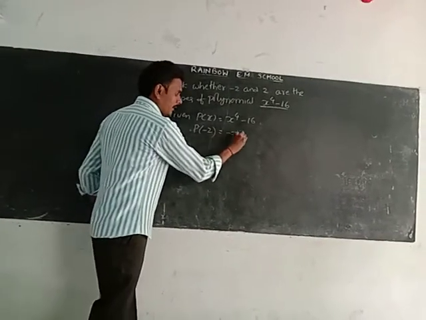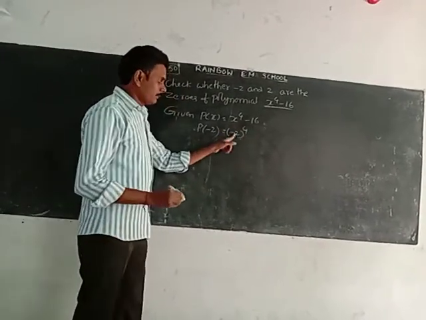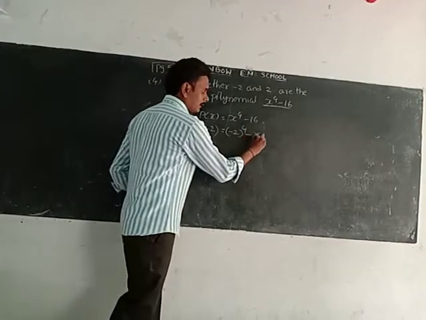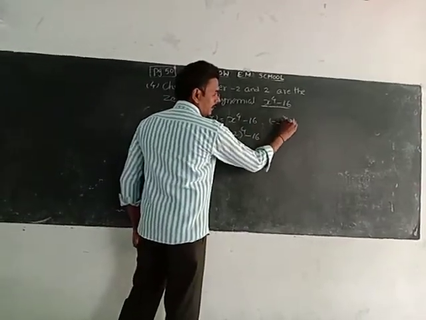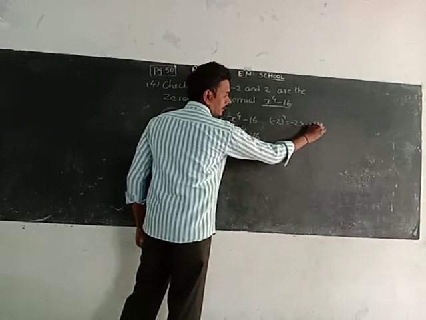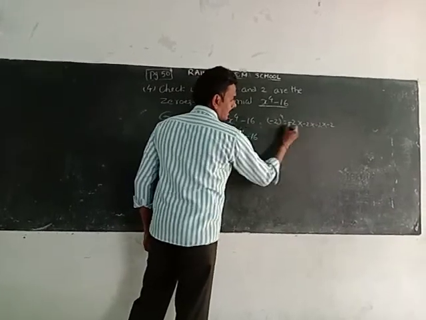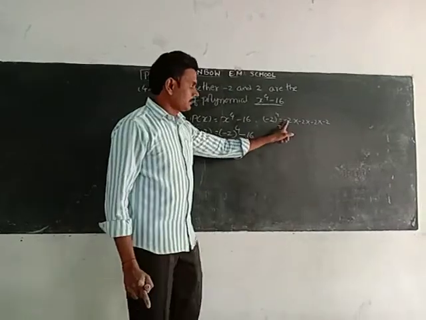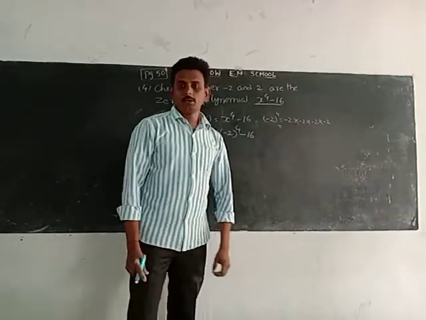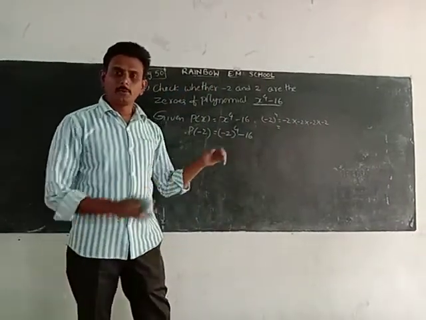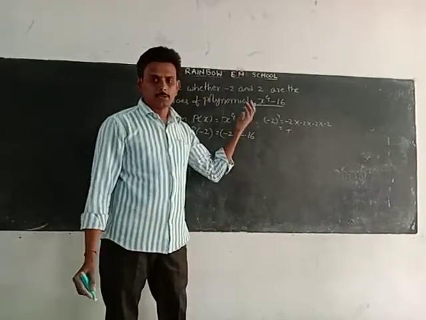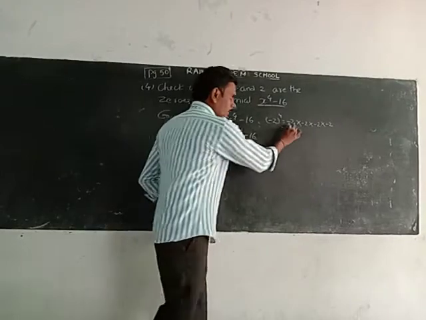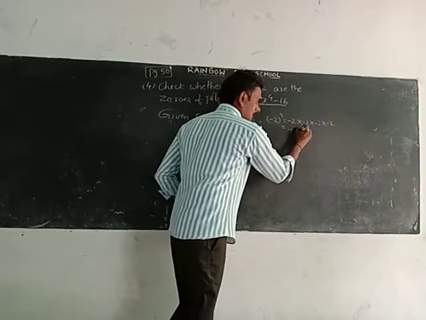Minus 2 power 4 minus 16. Minus 2 power 4 means minus 2 into minus 2 into minus 2 into minus 2. How many times is minus repeated? 1, 2, 3, 4. An even number of times, so while doing the multiplication the result should be plus. An odd number of minuses means we take minus. 2 twos are 4, 4 twos are 8, 8 twos are 16.